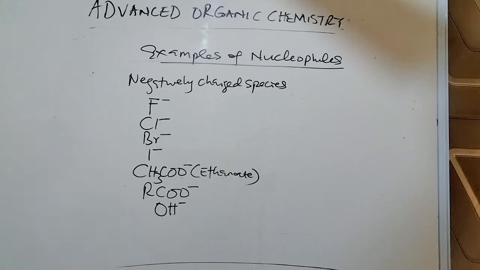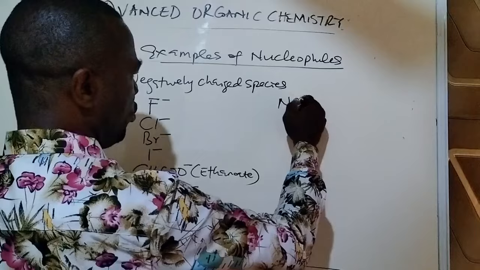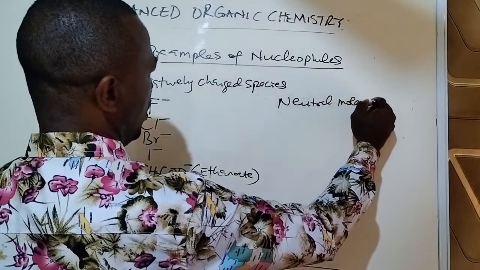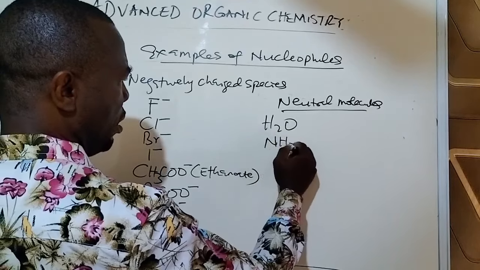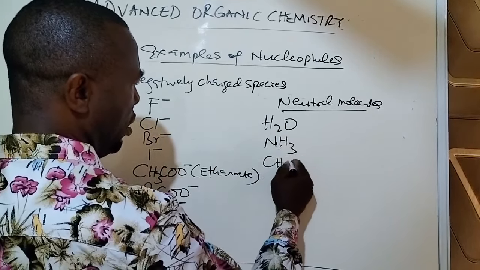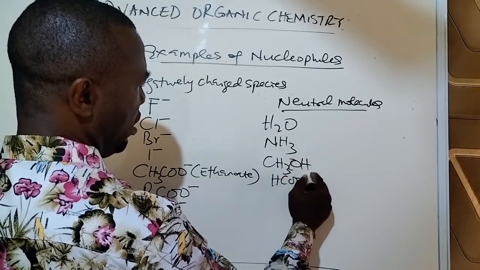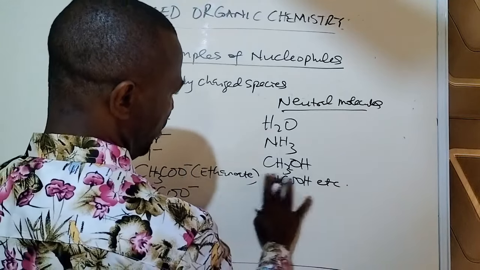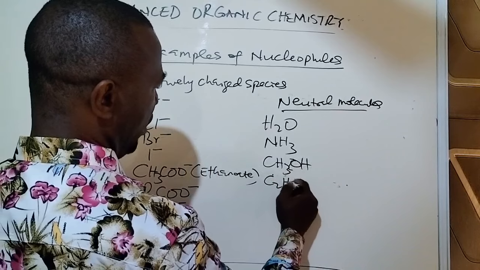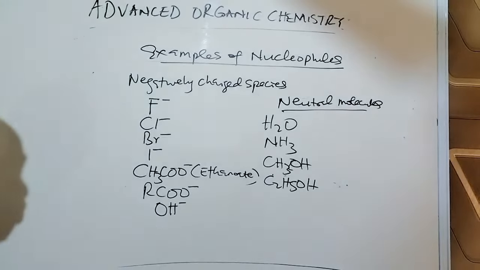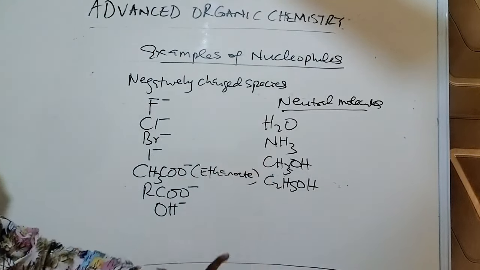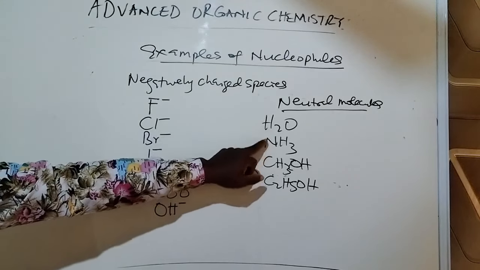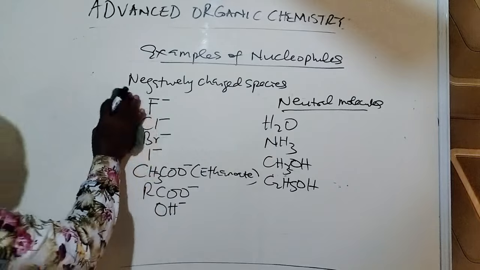Then do we have molecules that are neutral that are nucleophiles? Yes, we can still have neutral molecules that are nucleophiles. Neutral molecules that are nucleophiles include water, ammonia, ethanol, methanol, and methanoic acid, etc. These are nucleophiles, even though they have no negative charges, because they contain lone pairs on the central atom. Let's look at the structure of water and ammonia and explain why they are also nucleophiles, just like these ones. So let's look at the water structure.